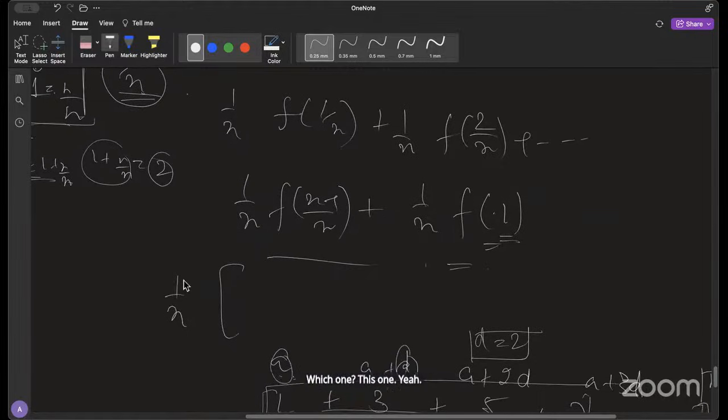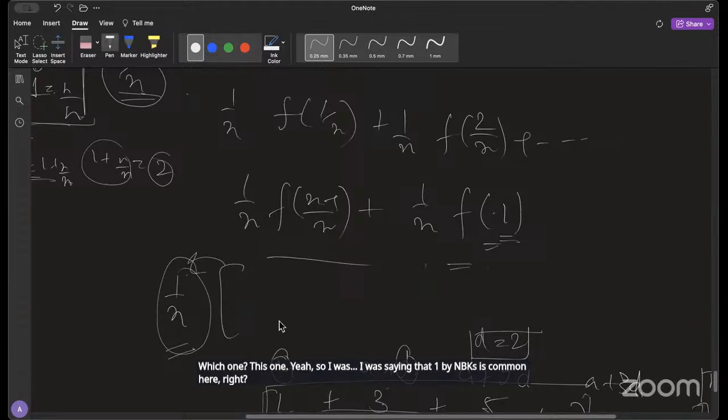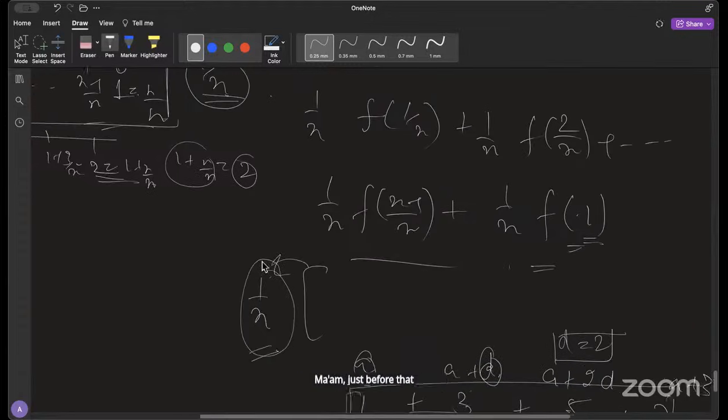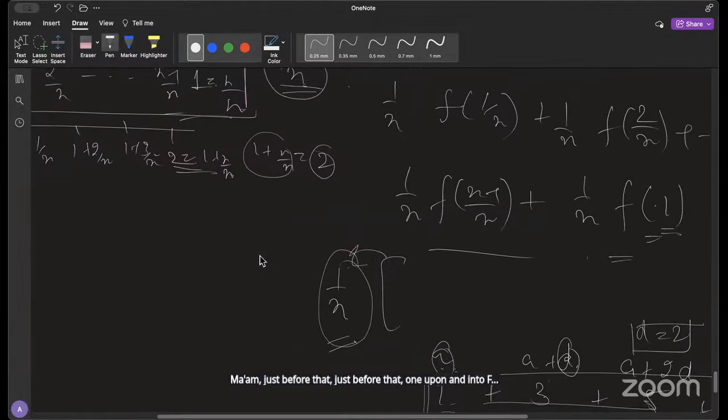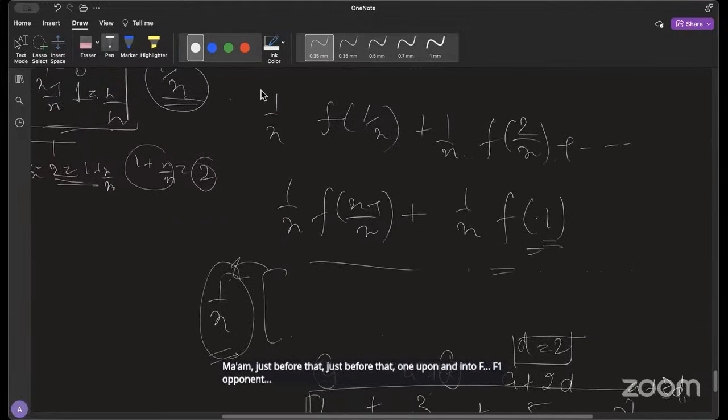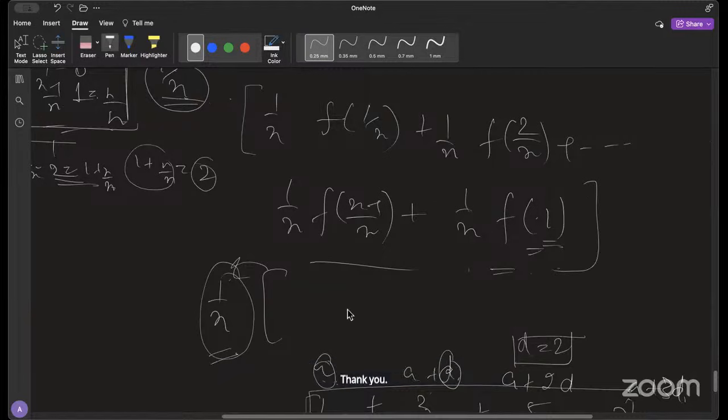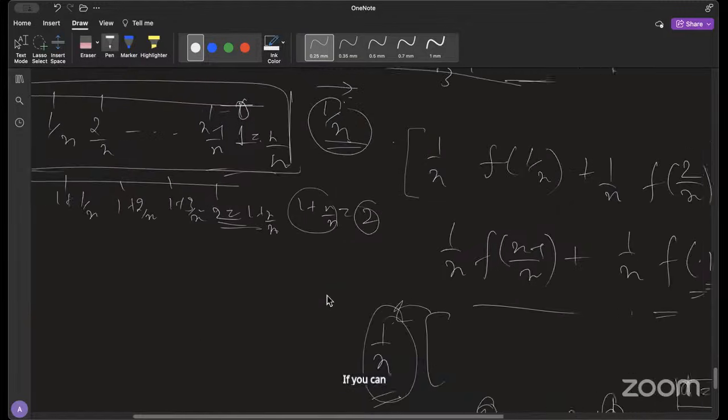Yeah, so I was saying that 1 by n is common here, right? So take 1 by n common, and then you'll be left with 1 upon n times f(1 upon n) plus 1 upon n times f(2 upon n). Like, how did you come to that? If you can throw some light on that.